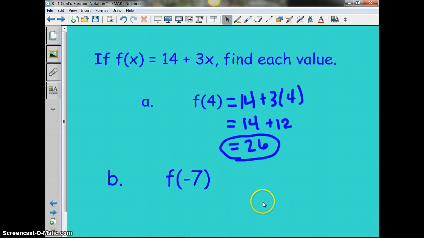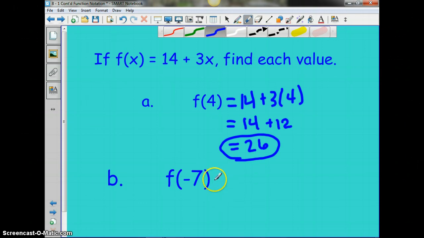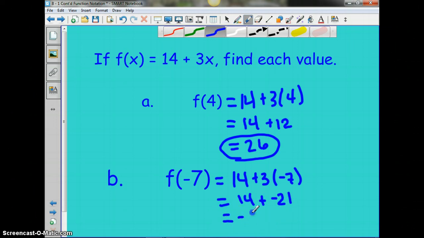Now what about f of negative 7? Go ahead and pause the video now and see if you can find f of negative 7. The correct answer is going to be negative 7. What a coincidence. We have 14 plus 3 times a negative 7 gives us 14 plus a negative 21. Use your integer rules, and then you get negative 7.